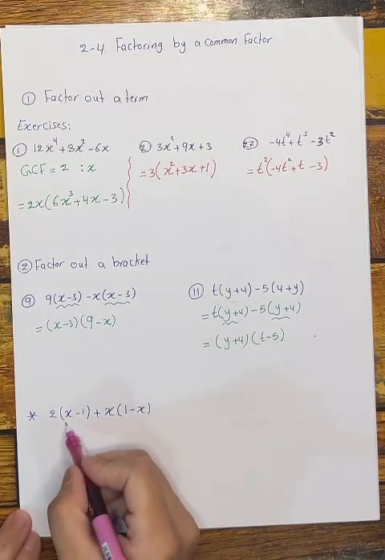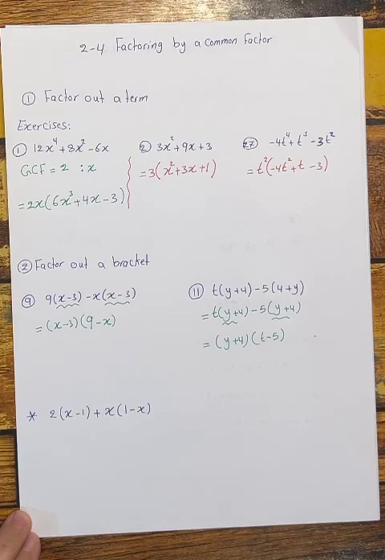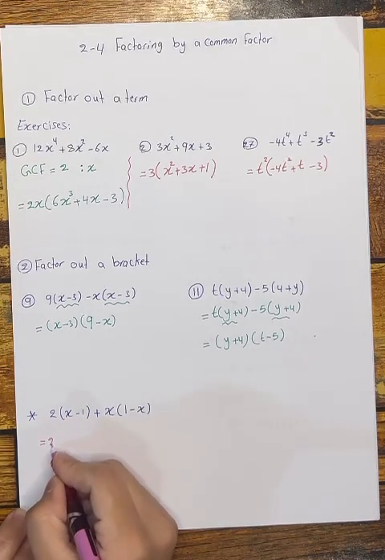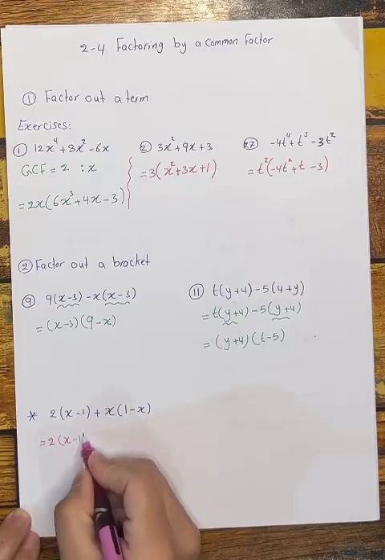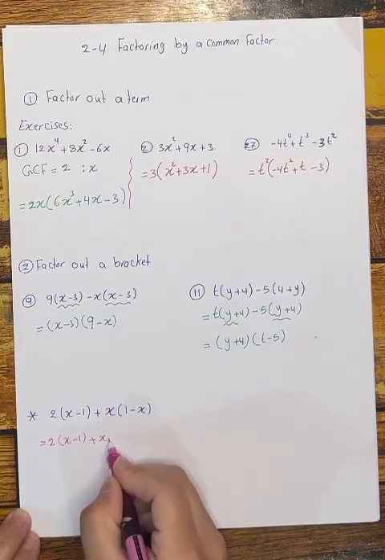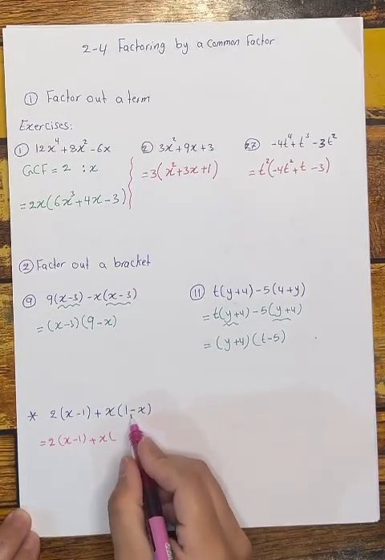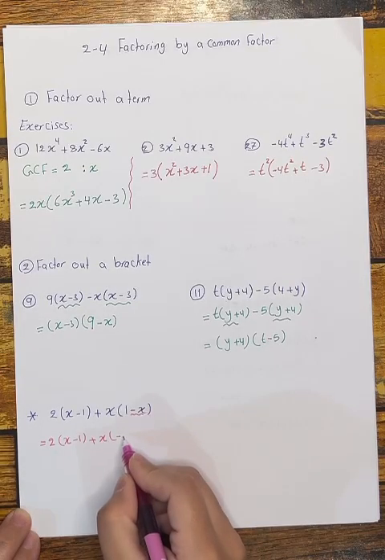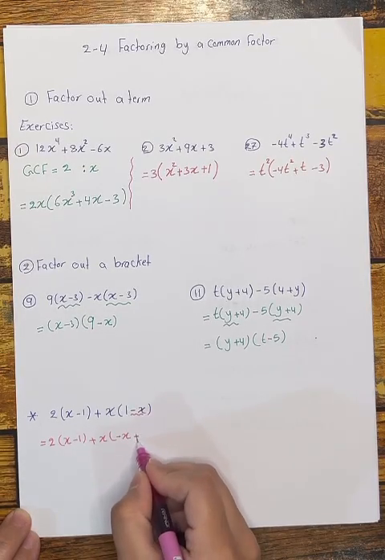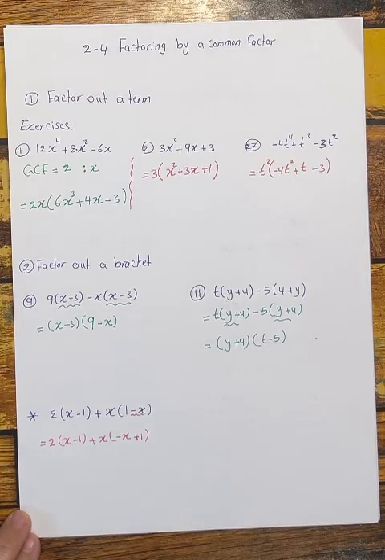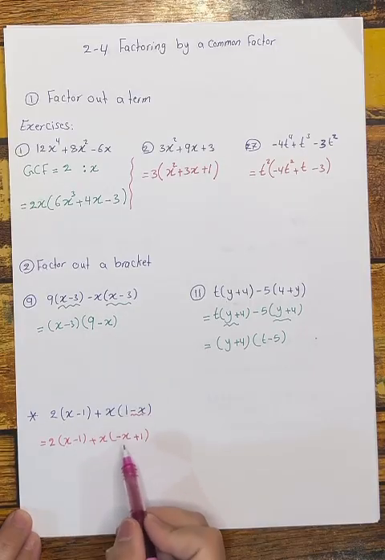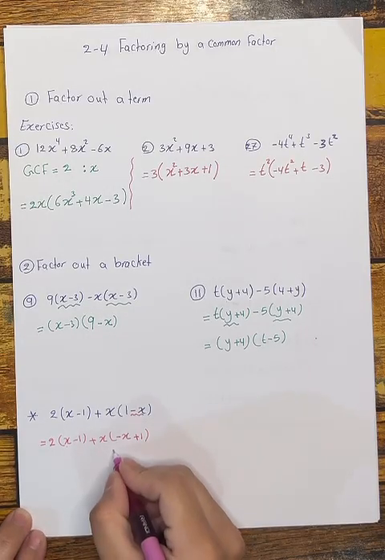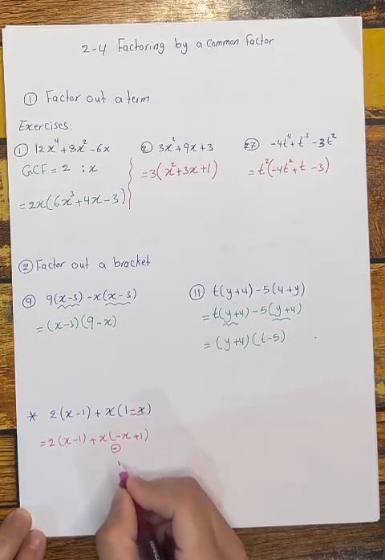Another case that we have: again we have x minus 1 and the second bracket is 1 minus x. So I will write them as they are, and swap them. This is negative 4x, so it will be negative x plus 1, okay? Now, they are not the same bracket. We can factor out a negative number, okay?